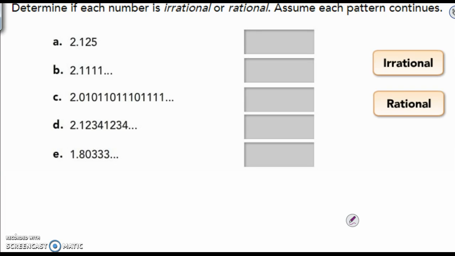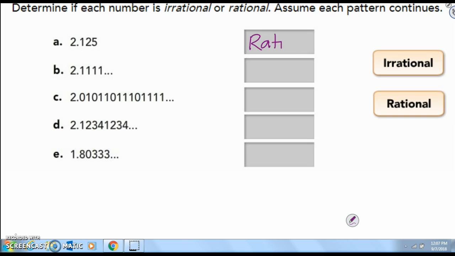Determine if each number is irrational or rational. Assume each pattern continues. Letter A is a terminating decimal. Therefore, it is rational. Remember, any terminating or repeating decimal is rational. Letter B, the 1 continues, so that number is irrational.